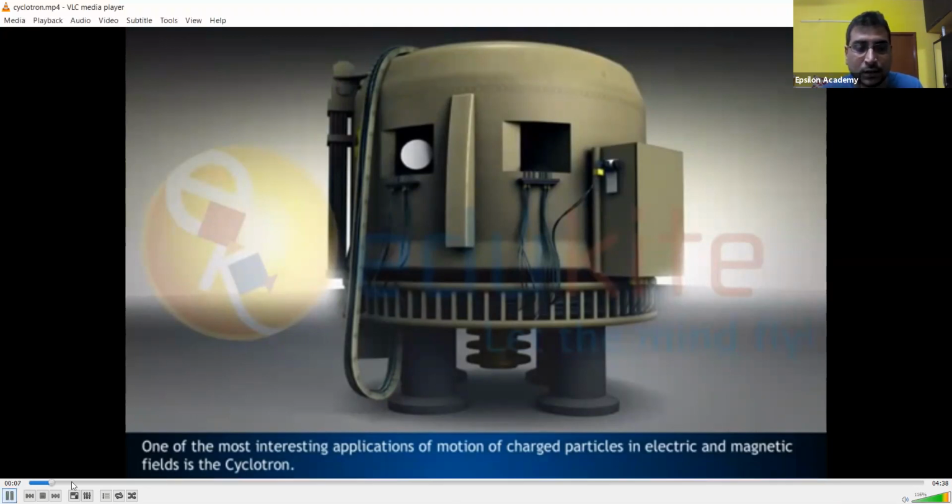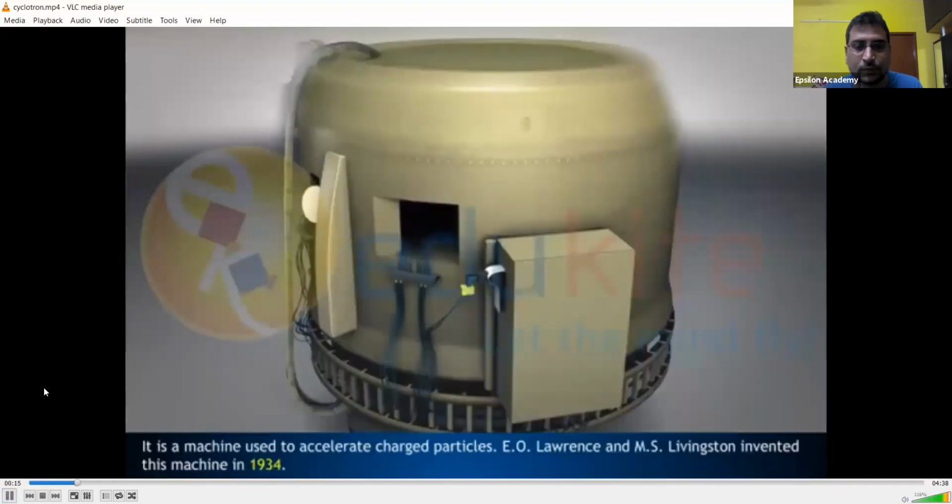In electric and magnetic fields, E.O. Lawrence and M.S. Livingston, together in the year 1934, invented this machine, the cyclotron. They mainly invented it to accelerate charged particles.